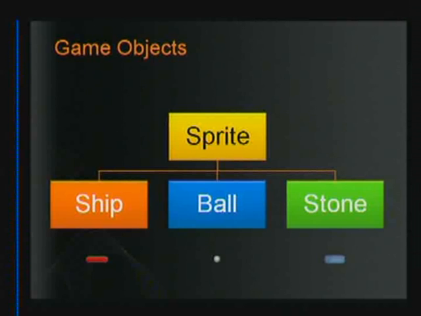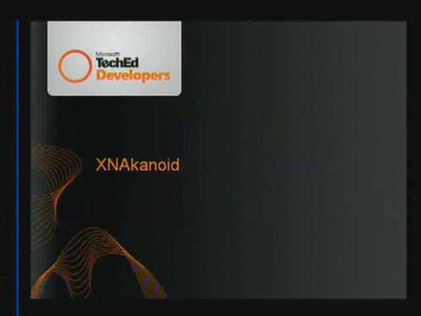This is the functionality which we'll put in the sprite base class. And from there, we inherit three classes: the ship, the ball, and the stone. And Max is now going to show us how this all fits together to a game. Okay, yeah, I will show, if you turn on my screen.